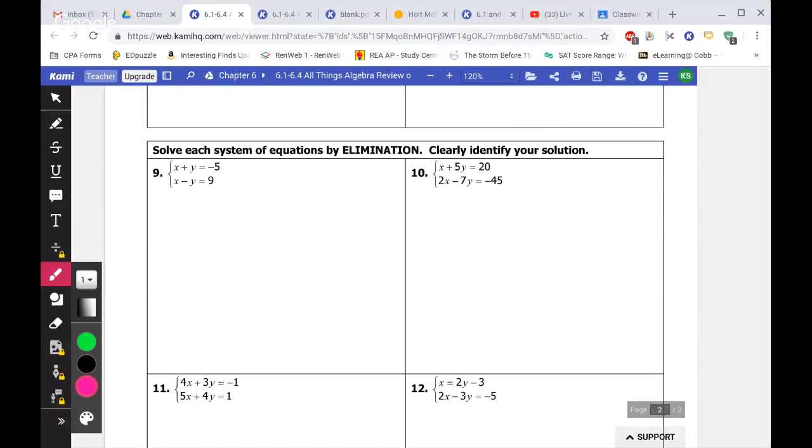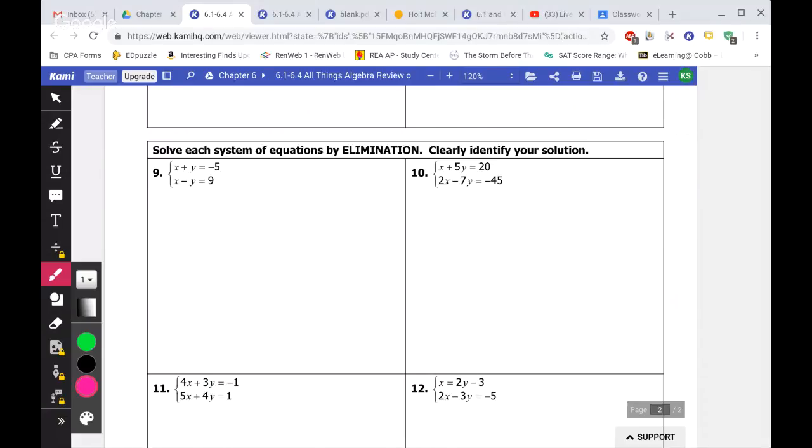Happy to do it. Okay, so elimination. The first thing that you want to do is look for coefficients that either match or are opposites of each other. In the case of number 9, we have ones that match on the x-coordinate, and then we have ones that are opposite of each other on the y, because the y in the first equation is a positive 1, and in the second equation it's negative 1.